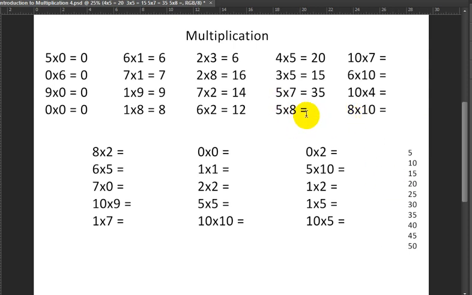Here we have 5 times 8. I am multiplying 5 with 8. So I need to count to the 8th number. So 5, 10, 15, 20, 25, 30, 35, 40. Stop. That's the 8th number.